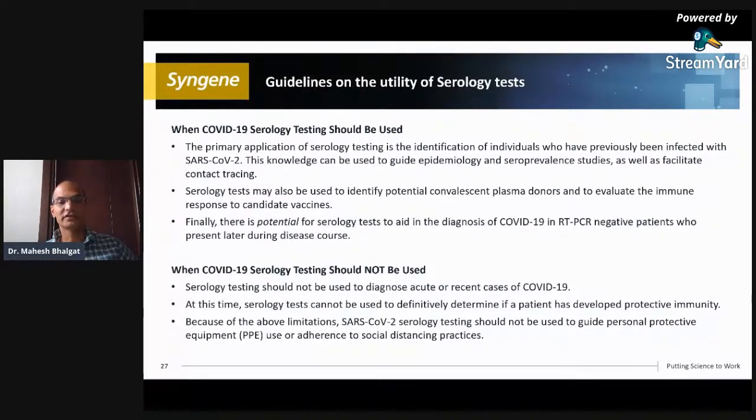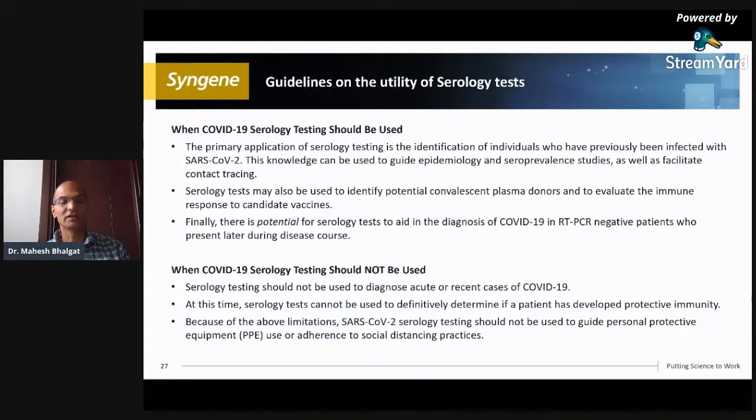And then, of course, these are also useful in understanding more about the RT-PCR negative patients, given that there is a potential that late stage RT-PCR negative patients would actually demonstrate positive to the serology tests. And therefore, this is not a diagnostic test. It cannot be used to understand active current disease, but it is much more about understanding protective immunity.